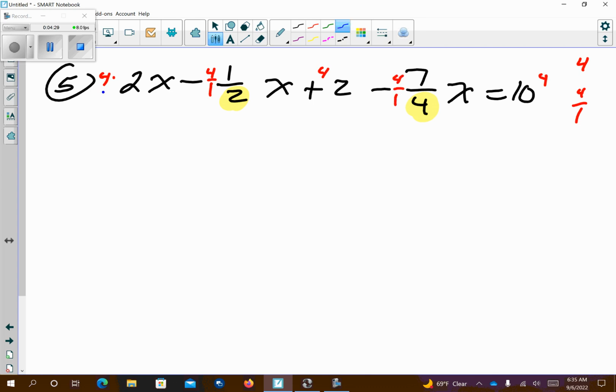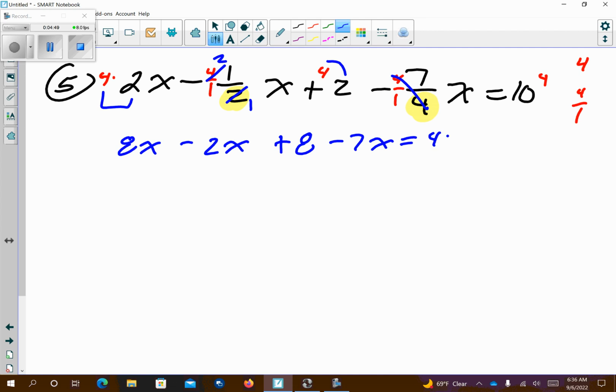And we'll go ahead and do the math. So I'll go ahead and multiply here. So I get 8x. 2 goes into 4 twice, so that's negative 2 times 1x, so that's negative 2x. 4 times 2 is going to give me positive 8. The 4s here just cancel each other out, so I get negative 7x. And then 4 times 10 is 40.